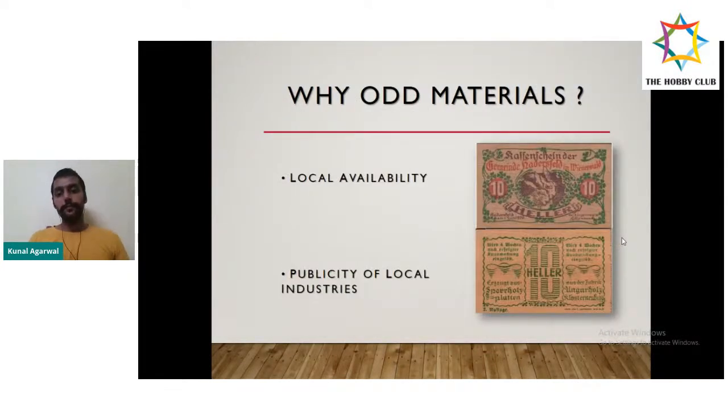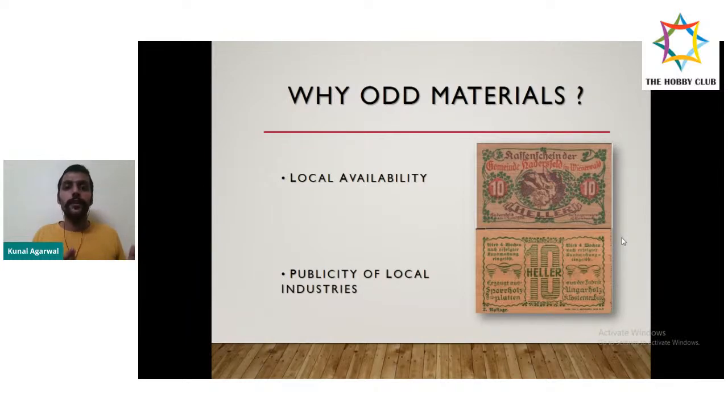Another form was publicity of local industry and local skills, and also matching it with local availability. For example, this is a Notgeld from Huddersfield. What Huddersfield thought was they were actually in dire need of emergency money, of a Notgeld. Now they said that it should be something which is available locally and easily. So they didn't have to look too much.